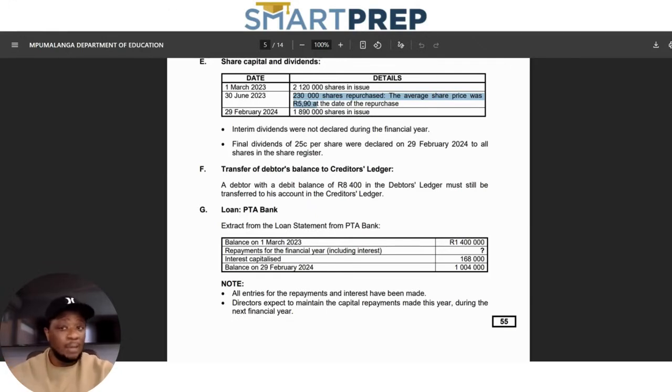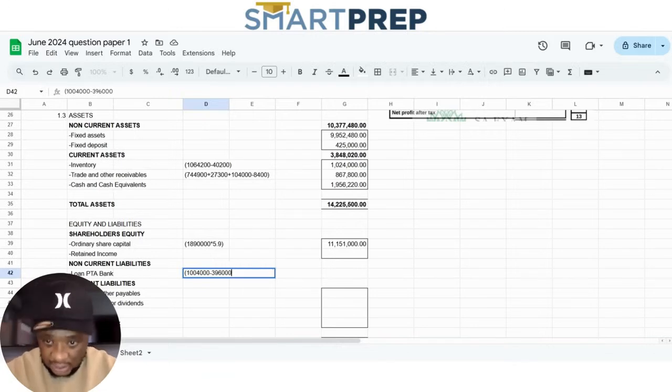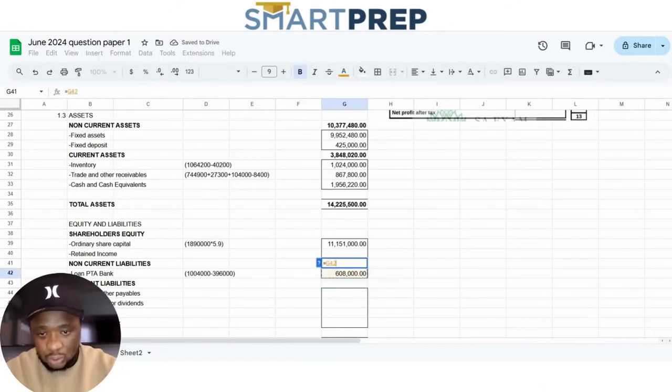So then the short-term portion of the loan, meaning the amount payable within the next financial year or within the next 12 months, which makes it a current liability, is going to be 396,000. And then we're going to go like this. We're going to say loan PTA Bank, 1,004,000, and then minus 396,000. And then let me make the box here so that we can get our total. So we get 608,000, and so that would be the non-current liabilities.